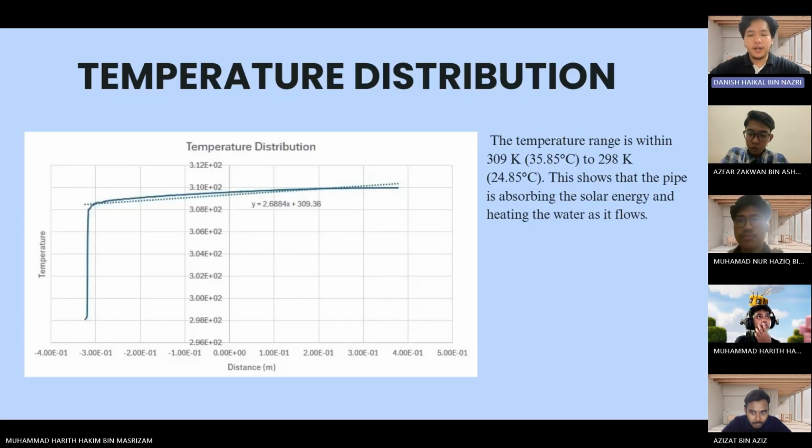The graph shows the temperature distribution along a part of the pipe in a solar water heater, with distance plotted against the temperature. The linear straight line equation describes the linear relationship between distance along a part of the pipe and water temperature. The temperature range is within 309 Kelvin to 298 Kelvin. This shows that the pipe is absorbing the solar energy and heating the water as it flows.